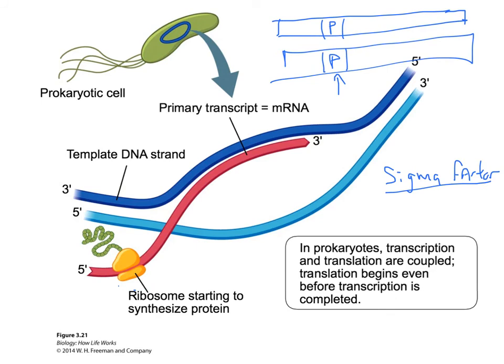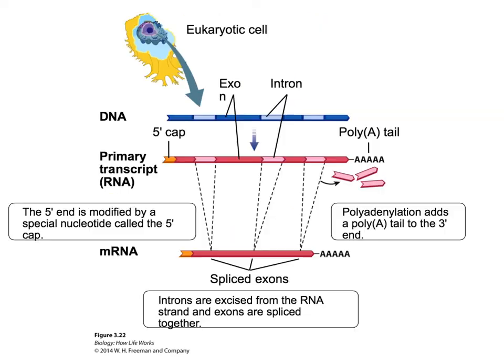The other thing that this should suggest to you about the bacterial mRNA is that there's no editing required, right? It goes straight to the ribosome and is translated into protein. Whereas in the eukaryotes, we're going to have to do some editing, and that's what we're going to talk about.